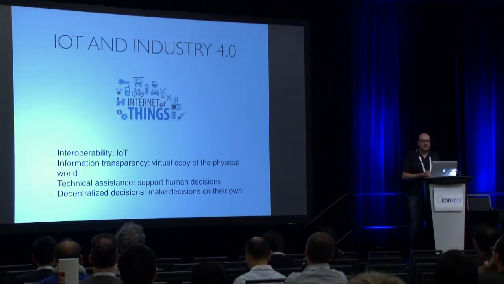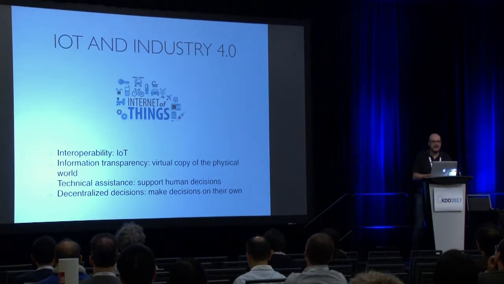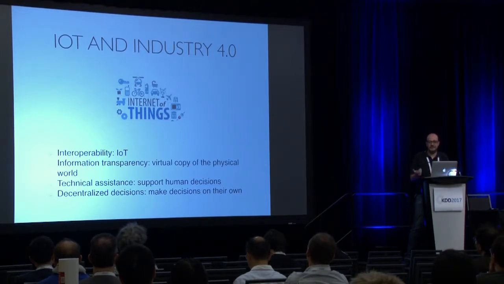As I said, industry is going to be very, very important for IoT. We have this idea of Industry 4.0 that comes from the German government. The idea here is that we have had 4 industrial revolutions. The first one was based on steam. The second one was based on electricity. The third one was based on computers. And finally, this fourth one is based on these computers connected through the Internet of Things.